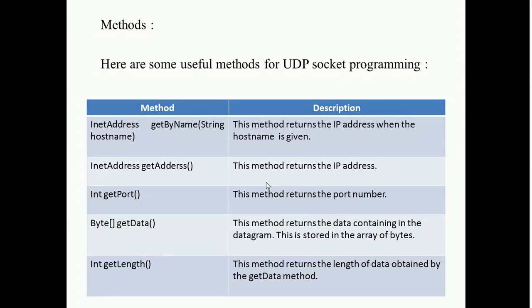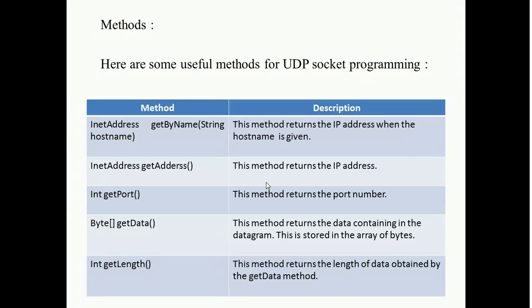See some methods of datagram or UDP socket programming. The first method is InetAddress.getByName(String hostName). The getByName method returns the IP address when a host name is given. Means when you provide the host name, this method returns the IP address of that particular host name. Then the next method is InetAddress.getAddress.